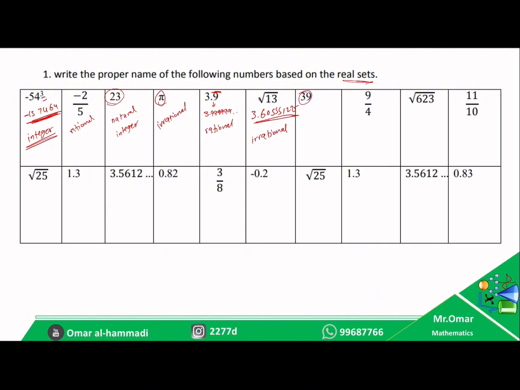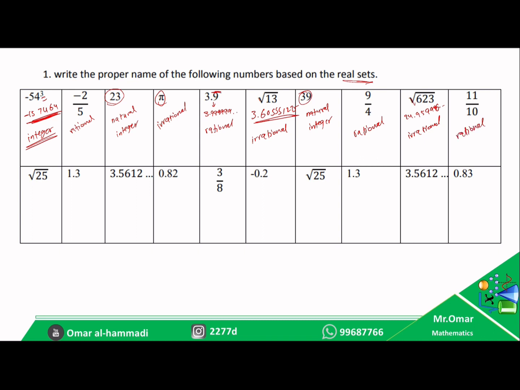39, a positive one, so it is a natural or an integer. 9 divided by 4 is a rational. The square root of 623, let's do it in our calculator. It will give us 24.95996, something like that, which is not repeating. So this is an irrational number. 11 divided by 10 is a rational.